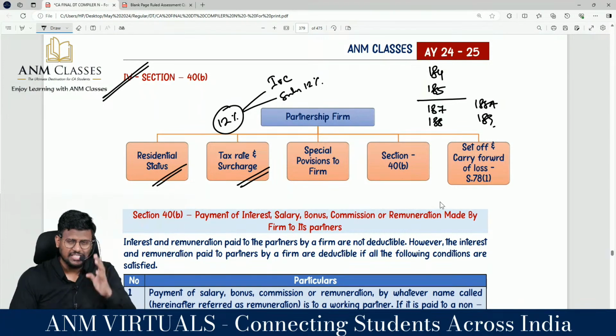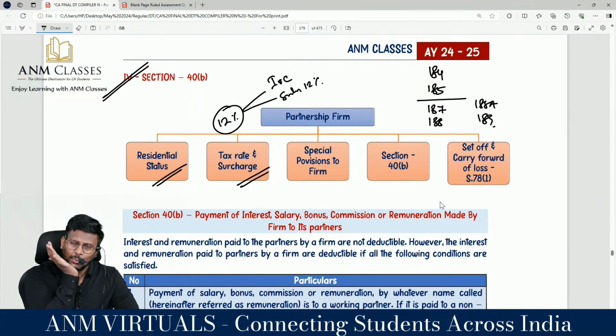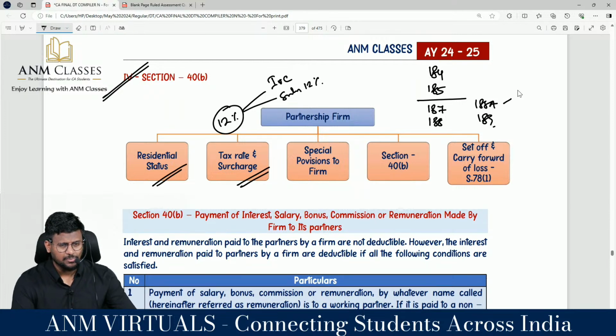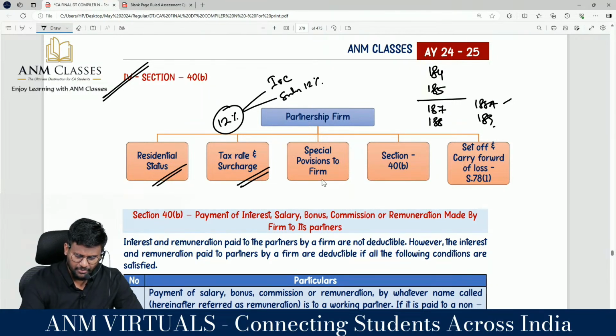At the time of assessment, if the partnership firm has been reconstituted, the assessment order has to be passed in the name of the reconstituted firm, but the partners who were there during that previous year are jointly and severally liable as per 188A. And in case of dissolution of the firm, you have to pass the assessment order as if no dissolution has happened. Like that, we have discussed the special provisions from this category.